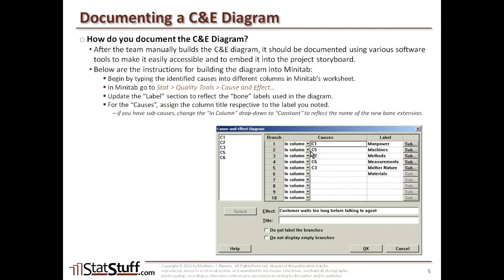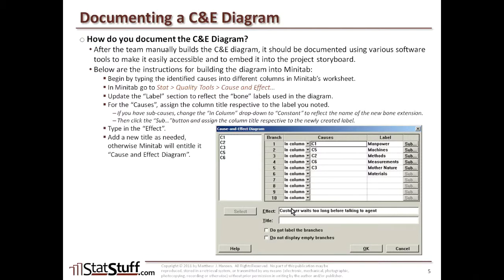So if you have sub-causes, then what you want to do is change the in-column drop-down that's over here to constant, so that you reflect the name of the new bone extension that you're going to use. Then you would click on the sub button and assign the column title respective to that newly created label. Now, after doing that, you would type in the effect, whatever that effect is that you've identified as the undesirable effect that was going to point to that thing on the right hand side that all these causes are leading to. And then finally, you could add a new title if you want. Otherwise, if you don't add your own title, then Minitab will create its own title of cause and effect diagram.